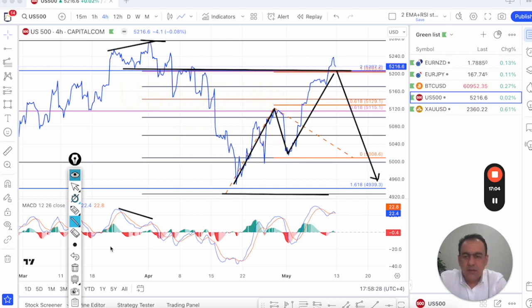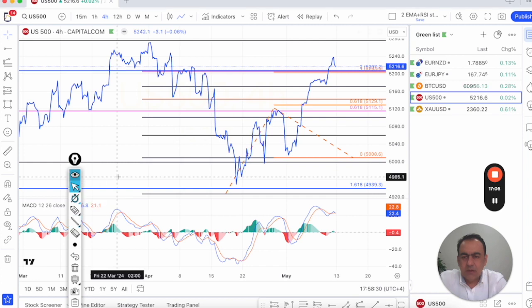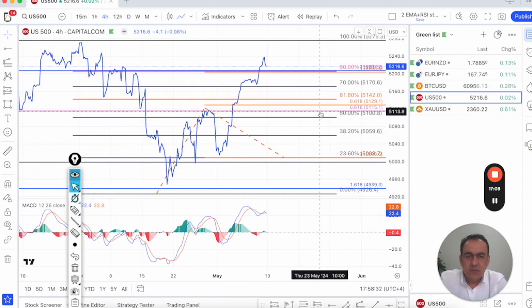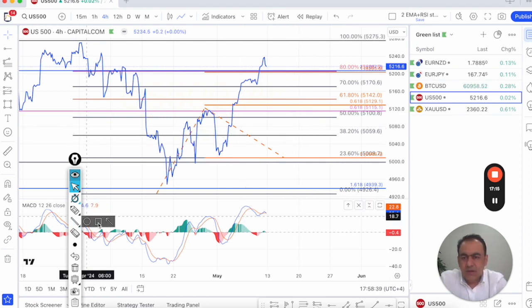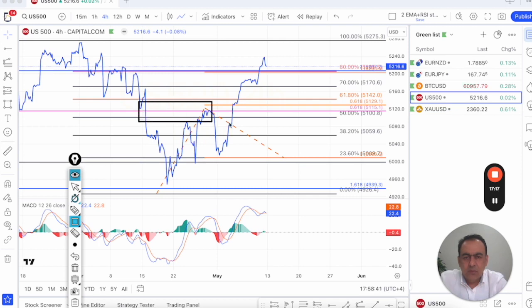Now the main thing is we've got some duplication or triplication of Fib lines here coming from different Fibonacci cycles, and I can see that we have a confluence of support at this area. So slightly higher than the round figure number of 5000.